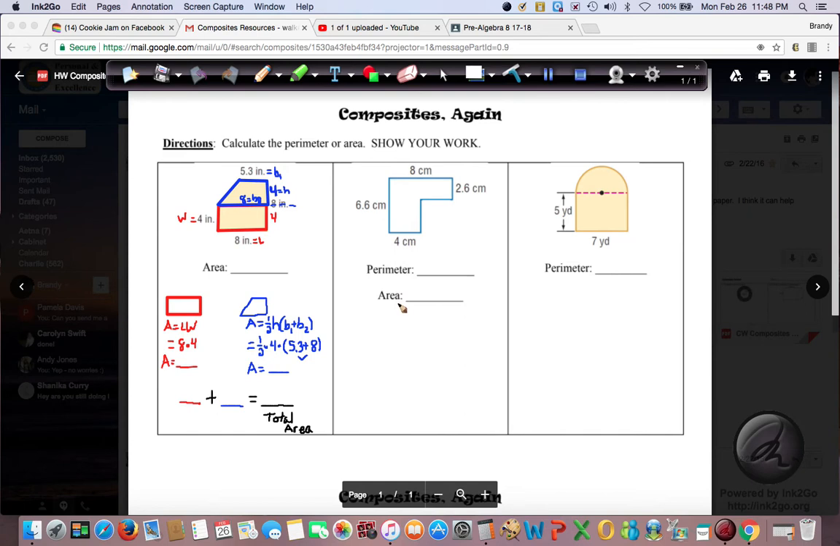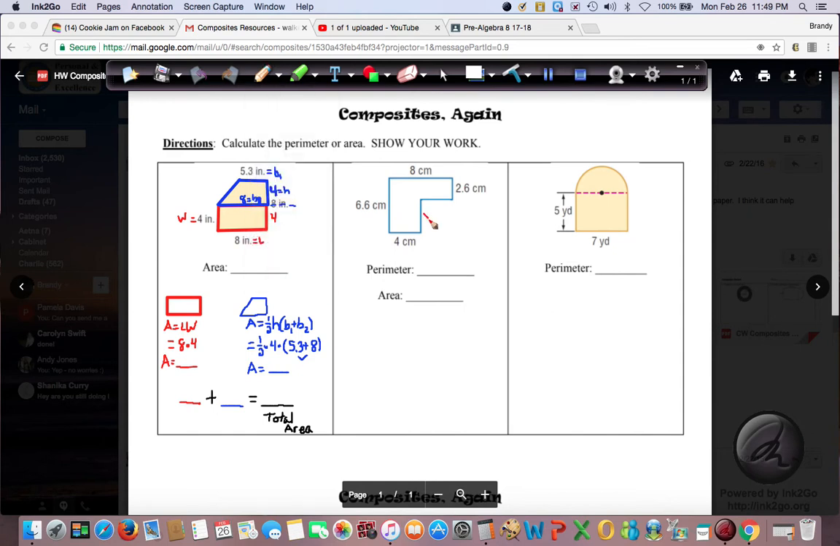We want to do perimeter and area. In my opinion, perimeter is easier, so I'm going to do that first. Then I'll clear it out and do area. When we're looking at perimeter, we need to find the length of all the sides. So we know some of it, right? We have 8, 6.6, 4, and then we have 2 missing pieces, and we have 2.6 over here. So first we need to find out our 2 missing pieces.